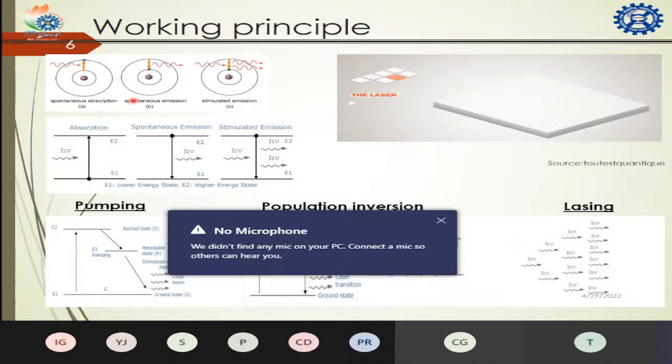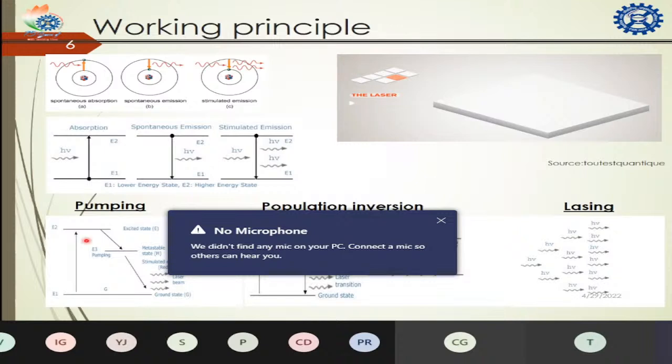We know that in an atom, the electrons have different energy levels. The electrons that are very near to the nucleus are in a lower energy level, and as they move away from the nucleus, they are in a higher energy state. Based on that, as we see from the second image, assume there are two energy levels: the lower energy level, E1, and the higher energy level, E2.